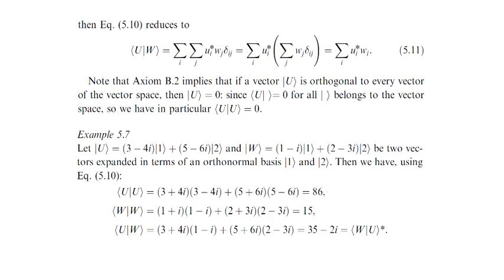Now when you take the scalar product of u with w, just take u1 star w1 plus u2 star w2. That is what we have written here. And you needn't take cross components, that is this term with this term, because the scalar product of 1 with 2 will give you 0. And you get 35 minus 2i, and you can just see for yourself that this is the conjugate of the scalar product of w with u.